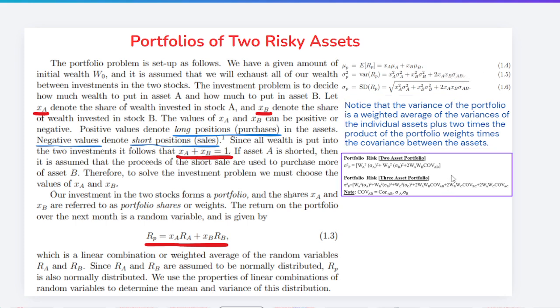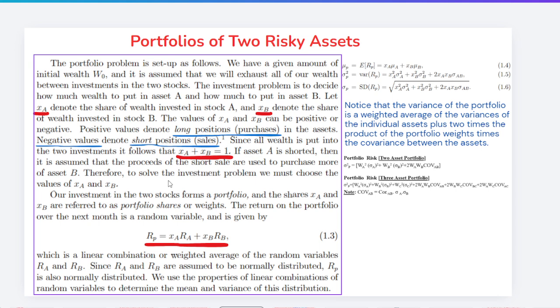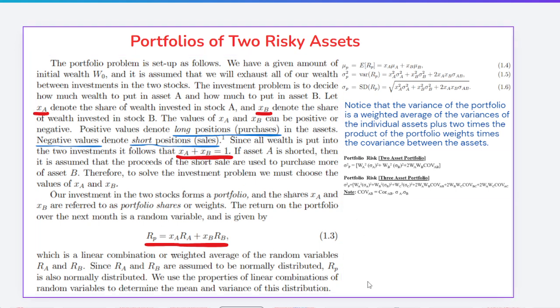Okay. So simply we have to understand how we could decide the proportion of investment in A and B. It depends on your risk taking behavior.